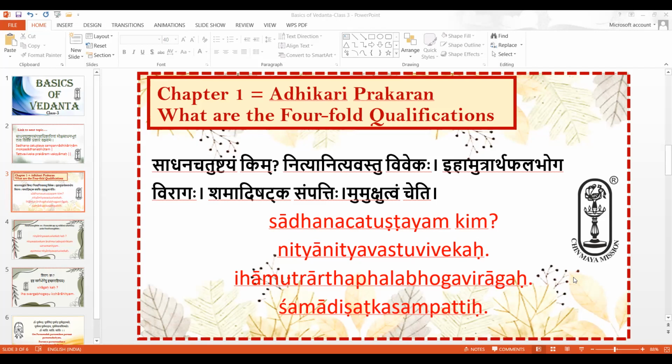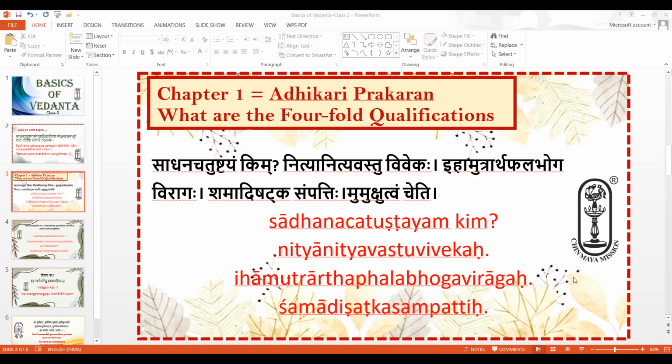They know that these are all toys, all temporary things. And then these are two, Vivek and Vairag. The third one is Shamadi Shatka Sampatti. Means what? There are six more qualities in this only: Sham, Adi, Shatka, Sampatti. Shatka means 6. So Shama, Dama, Uparati, Titiksha, we will see all those 6. Okay, Shamadi Shatka Sampatti. All these 6 things are also the Sampatti.